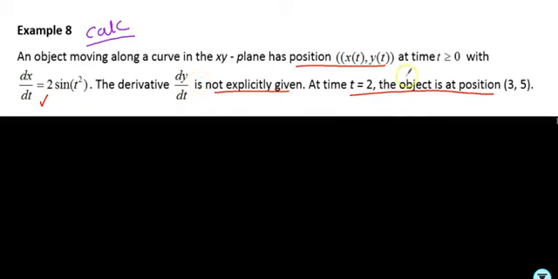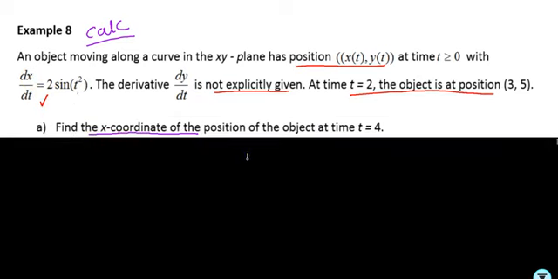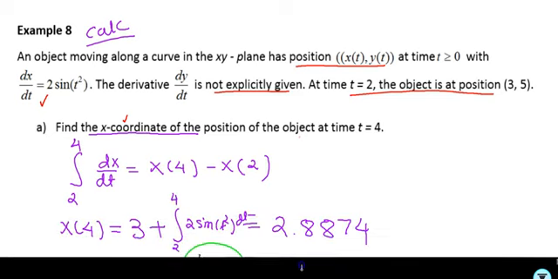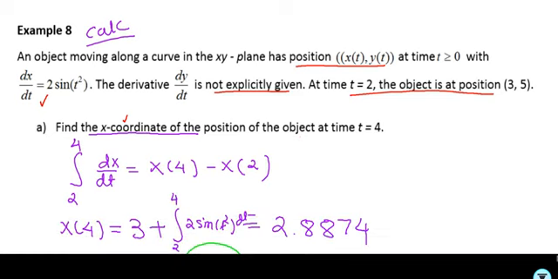So let's read this. Find the x coordinate of the position of the object at t equals 4. Notice that they only ask for the x coordinate. They did not ask for the y coordinate because finding the y coordinate is not possible. That's the reason they did not ask for it. So finding the x coordinate position means finding the derivative, remember, between 2 and 4.